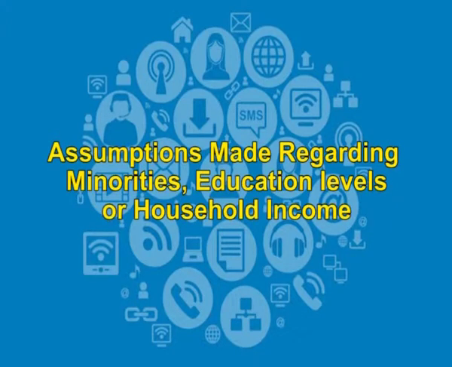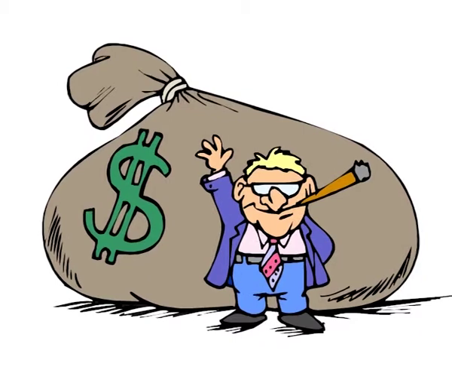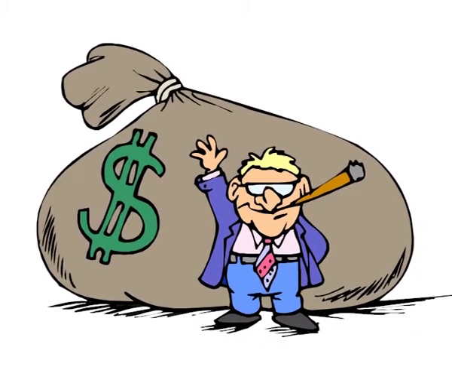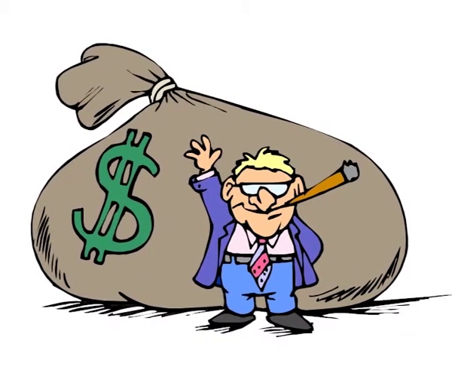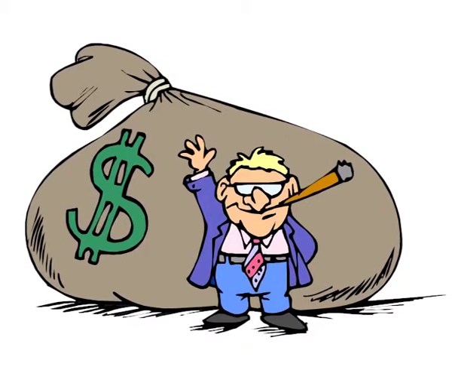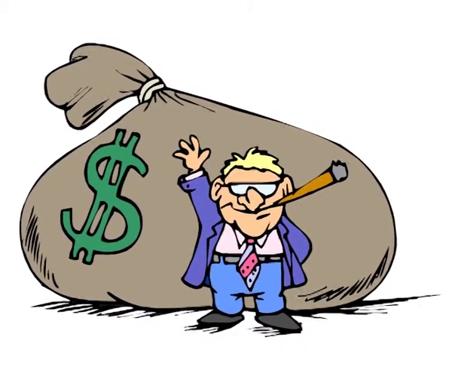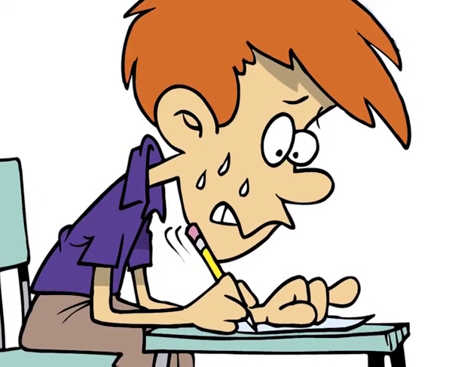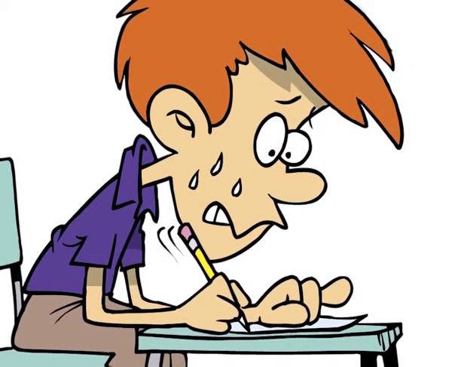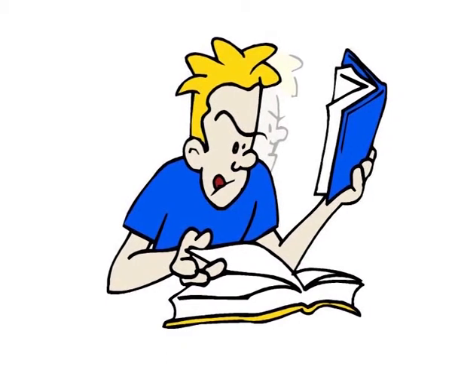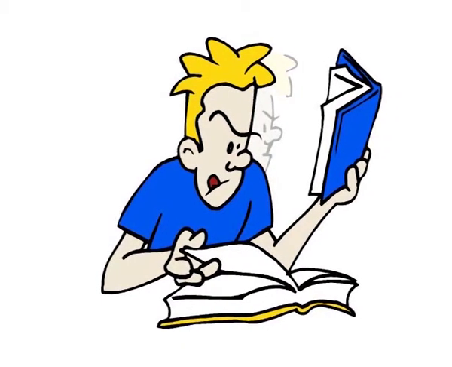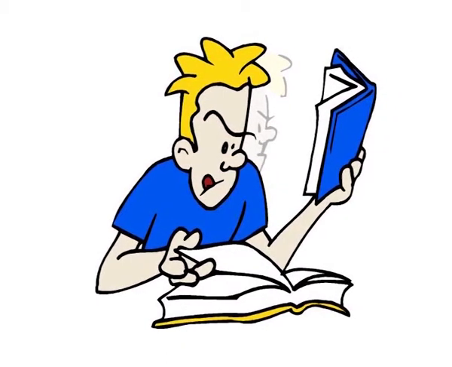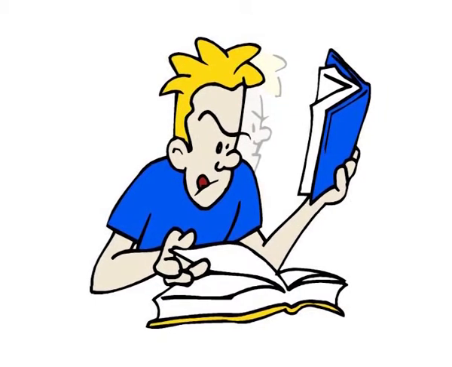Assumptions are made regarding minorities, education levels or household income. Rich people do not know the value of people of lower class income. People are better off in white collar jobs. Commonly in India, BA in arts students are seen as weak in studies. Really, these statements are not only assumptions, but in reality quite hurtful.